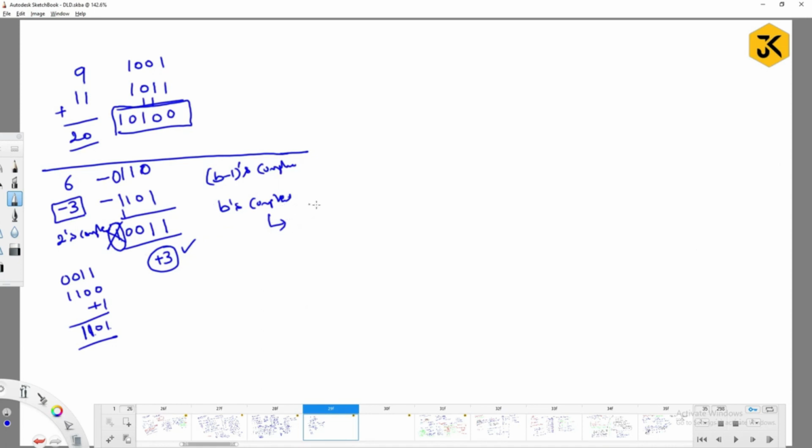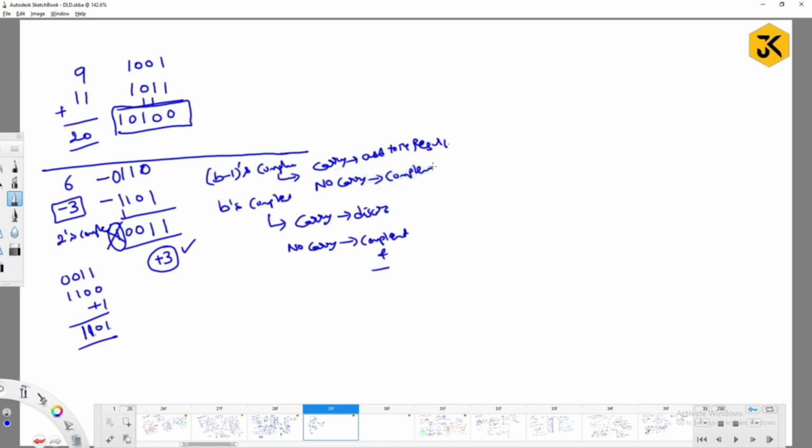So in b's complement, if a carry is generated, we simply discard it. If there is no carry, we take the complement and add a minus sign. Whereas in (b minus 1)'s complement, if a carry is generated, we add it to the result. If no carry is generated, we take the complement and then add a minus sign, right? This is the general procedure. This procedure will work for everything.